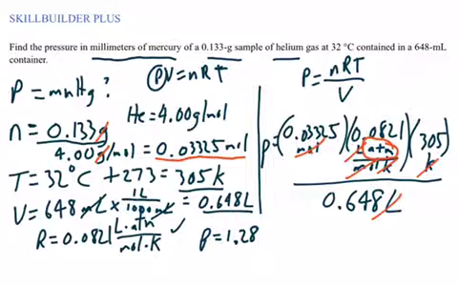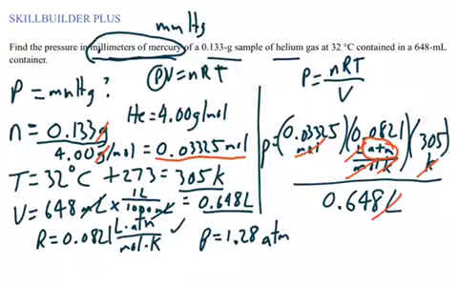The pressure comes out in ATMs, and that's normal. That's what it should come out in. So this is 1.28 ATMs. But if you read the question, they don't want the answer in ATMs. They want it in millimeters of mercury. Be very careful when you read these questions so that you answer what they want.